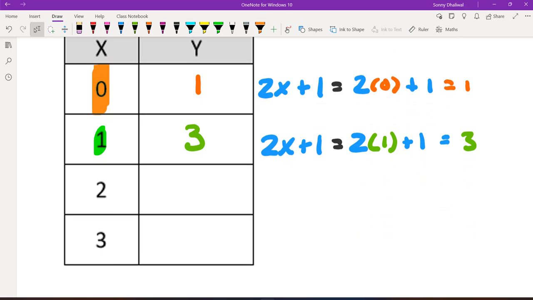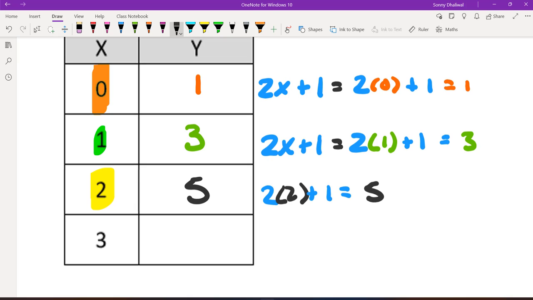Okay. And now let's do 2. I'll do this in black, I guess. 2 times 2 plus 1 equals 5. Thank you. 2 times 2 is 4, plus 1 equals 5.